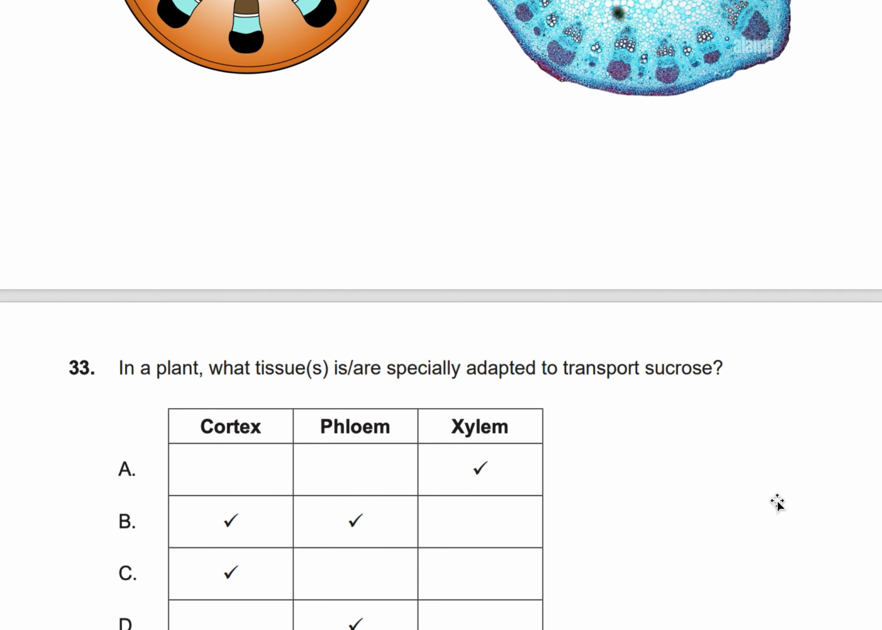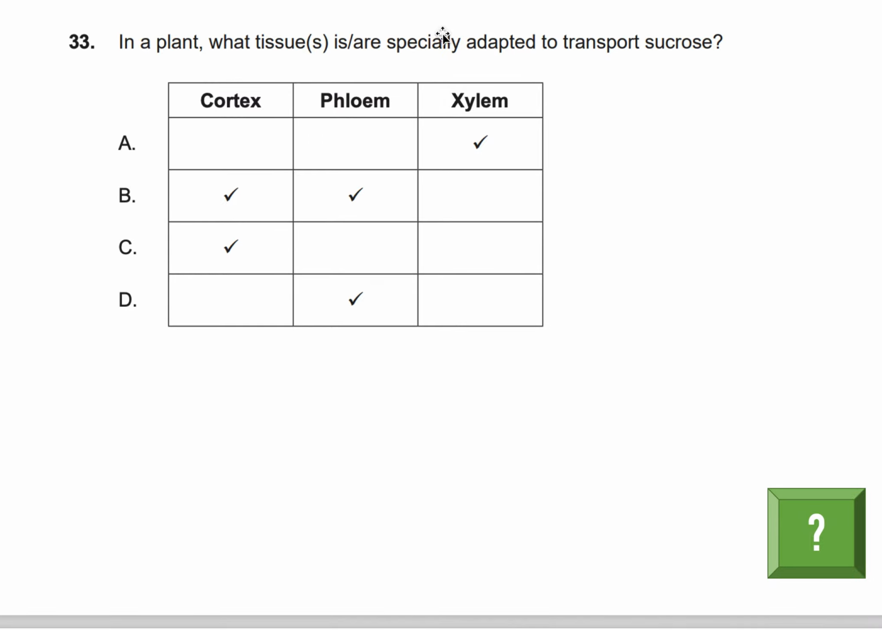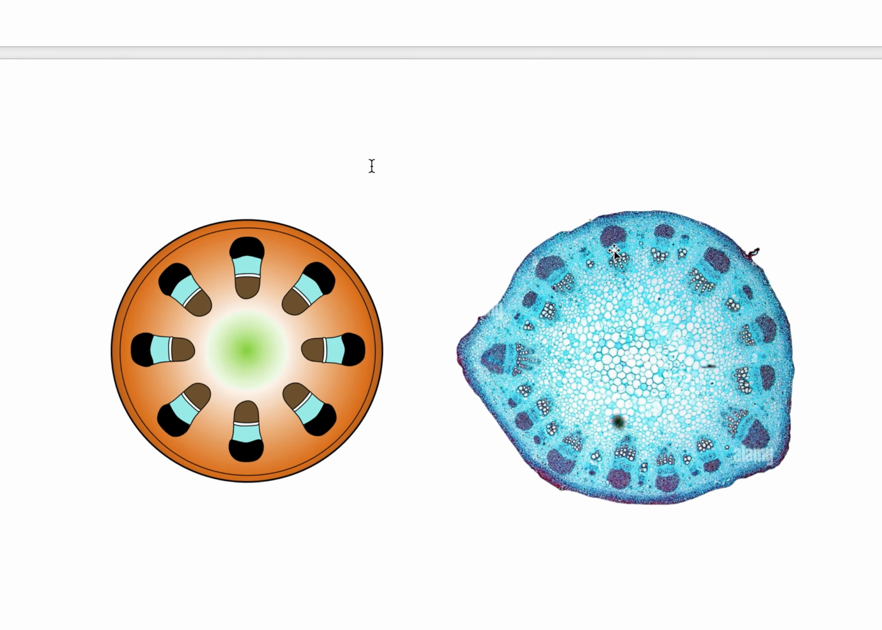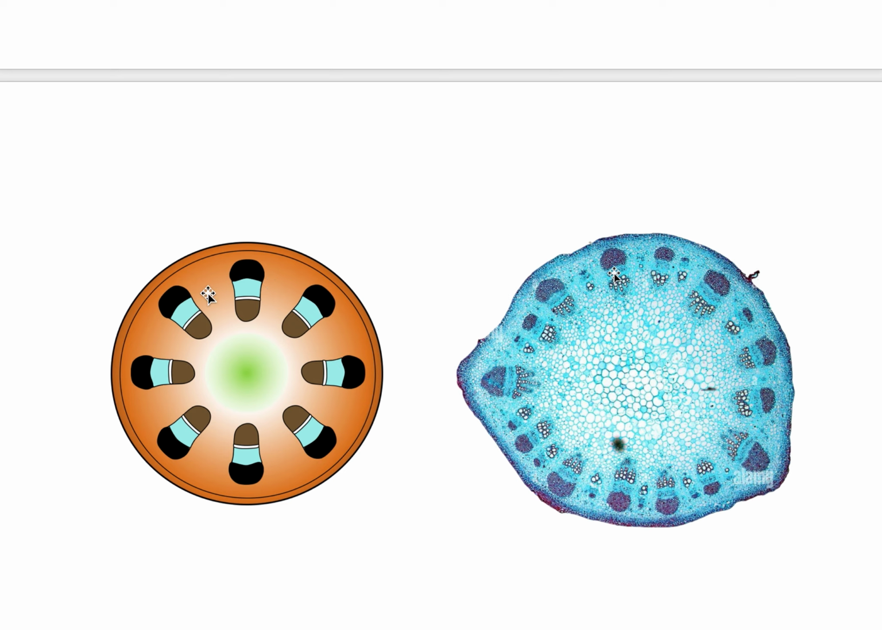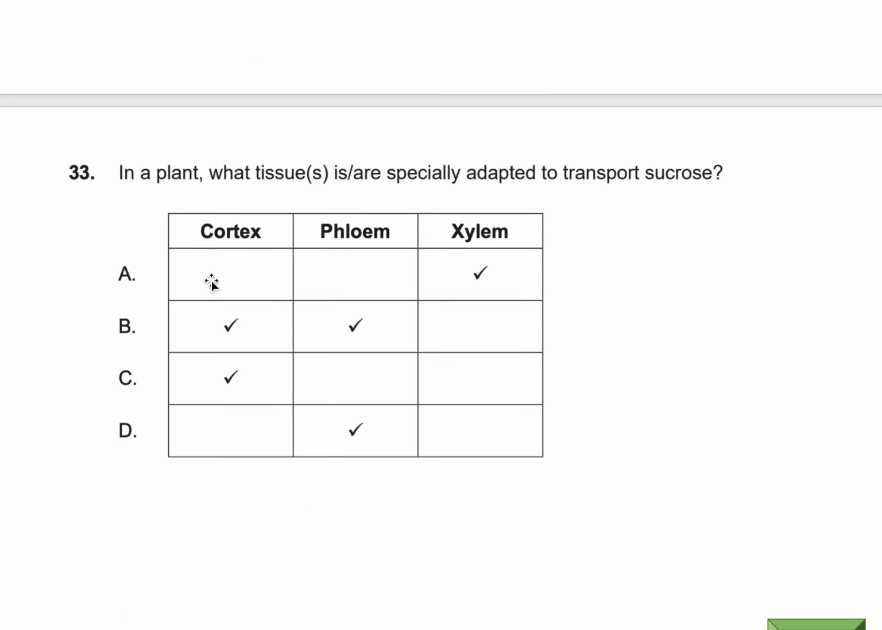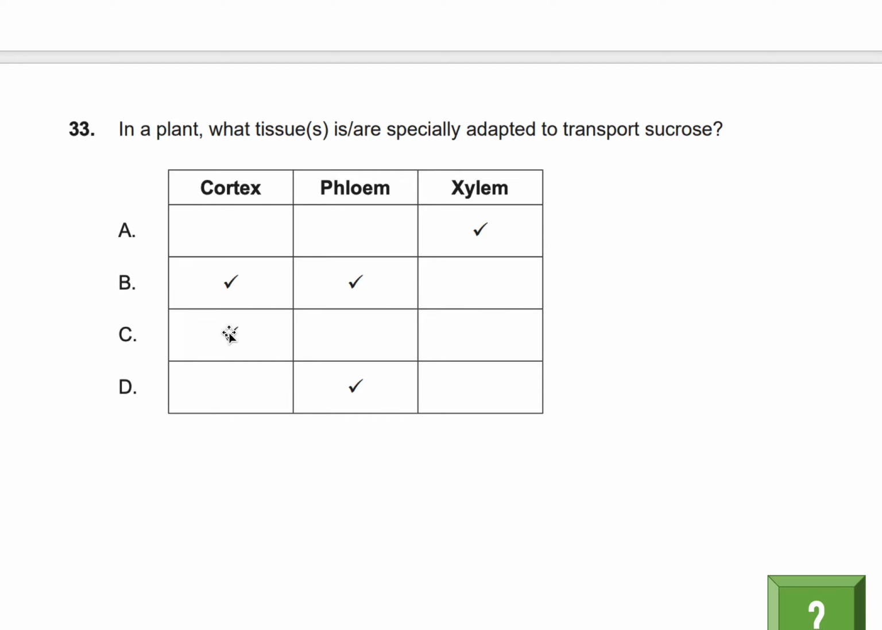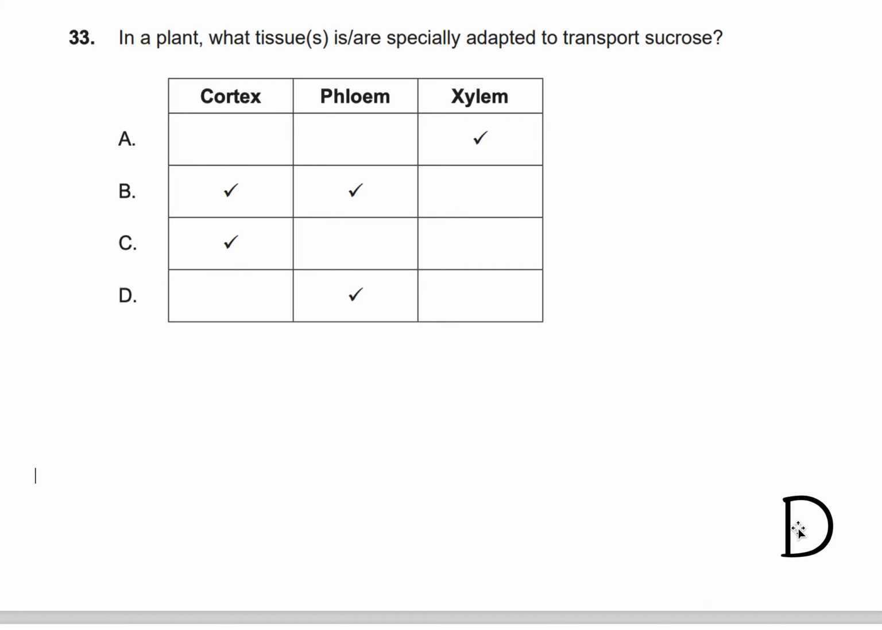Let's do another question. In a plant, what tissues are especially adapted to transport sucrose? So we know that's the phloem alone. The xylem transports water, so it's not A because they're saying the xylem does it. B is saying the cortex and the phloem, but I just told you the cortex is this part here. It has no role in transporting anything. It's simply a structural thing. It keeps it strong. So it's not B, it's not C because C is saying only the cortex, so it's got to be D, the phloem, okay, the phloem.